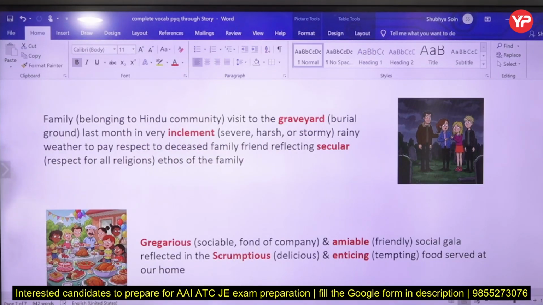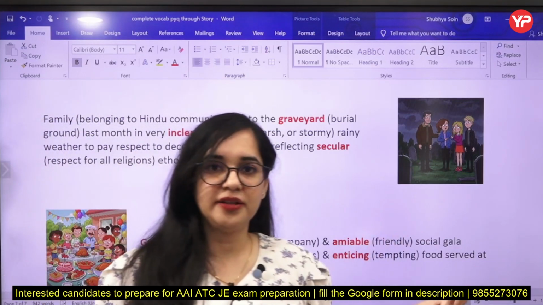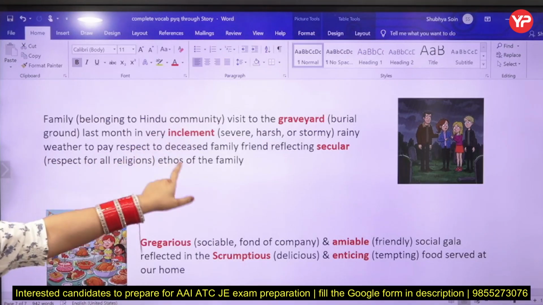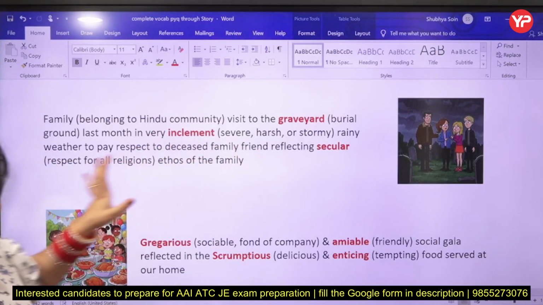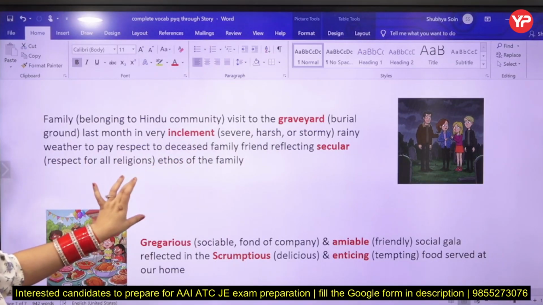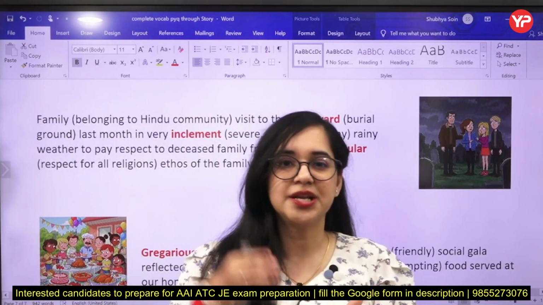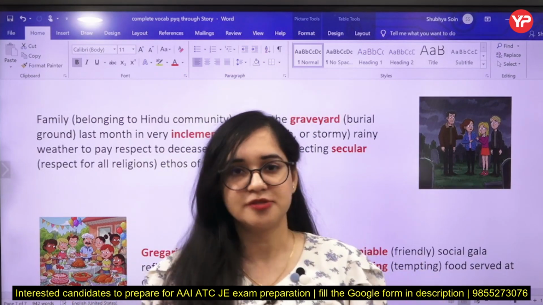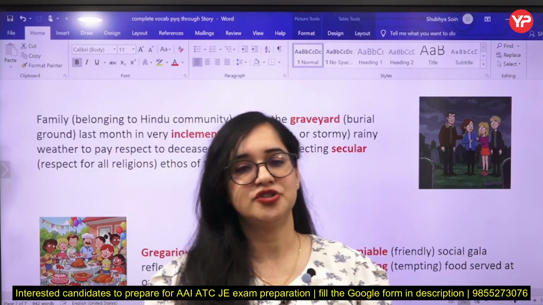Last month there was inclement weather, that is, a very wet and rainy, strong weather. The unpleasant weather was there, and they wanted to pay respect to the deceased, that is someone who died, a family friend, reflecting secular ethos to the family. That is, we are secular; we do not have to fixedly follow religious norms or be strong in those principles. Secular is when you are accepting and respecting everyone's culture and religion.